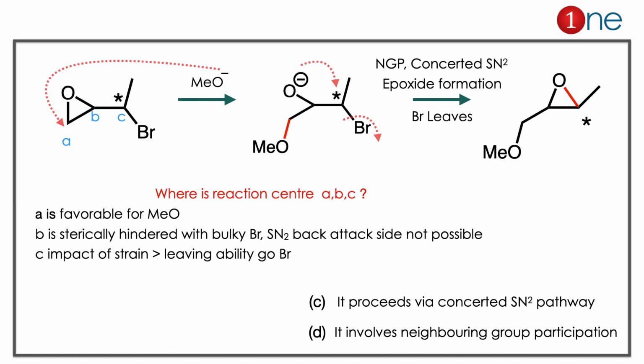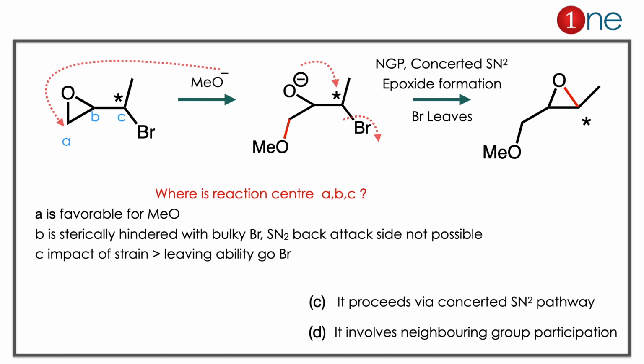So methoxide attacks A, and you have ring opening. The anion is there, and the anion has to be quenched. How is the anion quenched? It attacks the isotope-labeled carbon. It forms the epoxide again, which is the required product. So the O- helps the Br to leave there. So it is called neighboring group participation. It's a concerted SN2 epoxide formation. So the answer is clearly C and D. It proceeds via concerted SN2 with neighboring group participation.